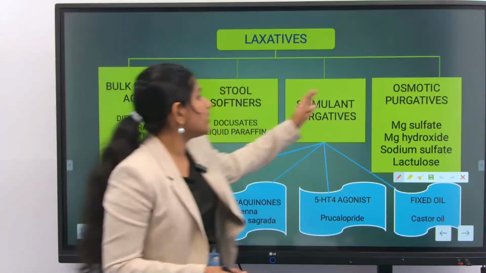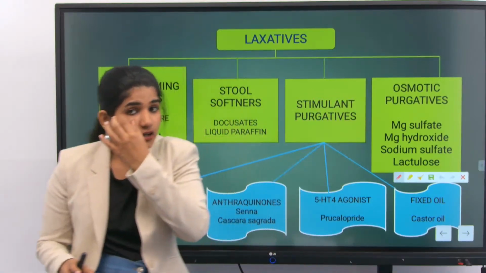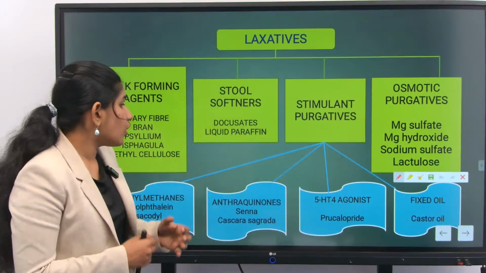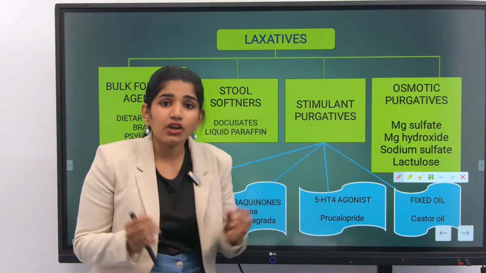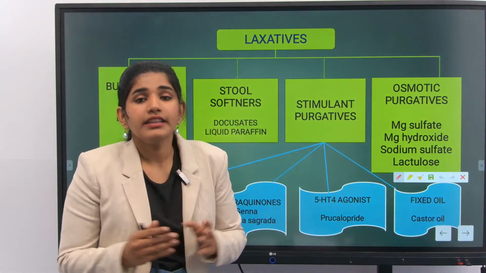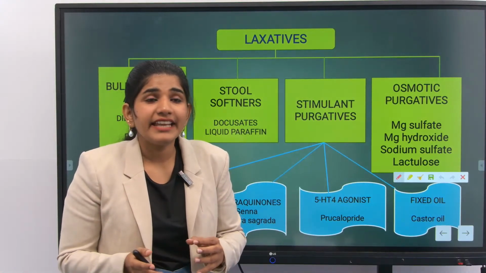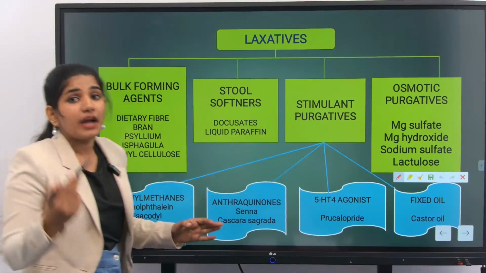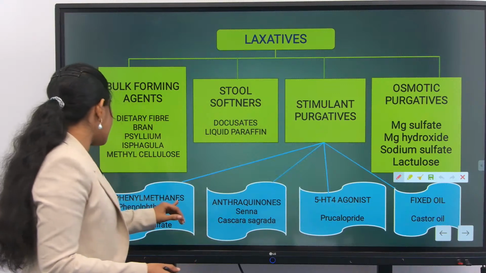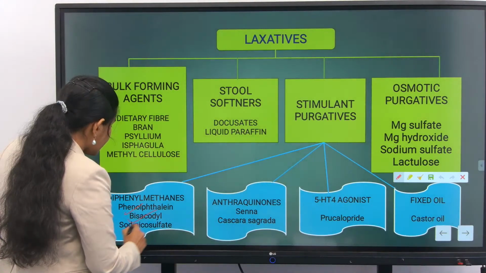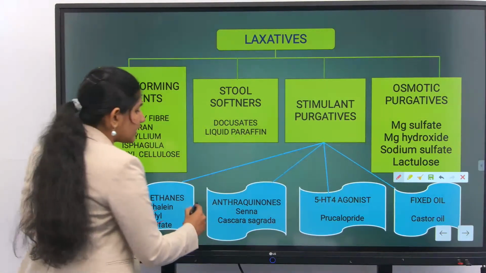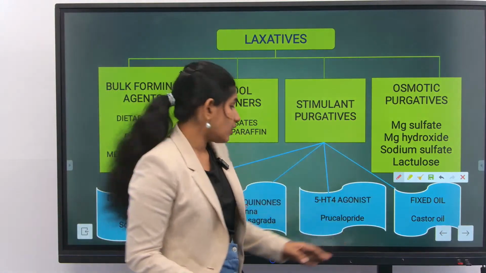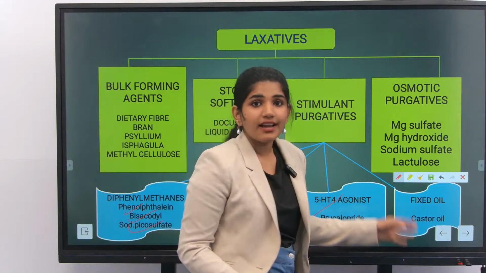And next one, the stimulant purgatives. Stimulant purgatives are very dangerous to give to pregnant ladies. They are not at all good for pregnant ladies because they can cause excessive contractions. They can affect the child negatively. So we cannot give stimulant purgatives. Which drugs come under the stimulant purgatives? The diphenylmethanes, that is phenolphthalein, bisacodyl, and sodium picosulfate. Next are the anthraquinones, that is senna, cascara sagrada. Next is a 5-HT4 agonist, prucalopride, and fixed oils such as castor oil.